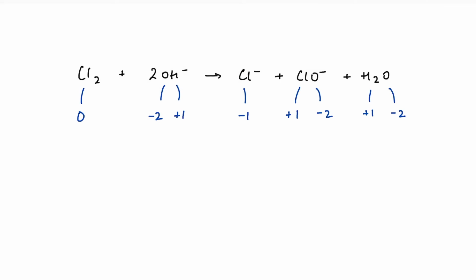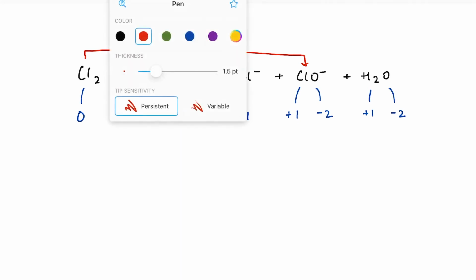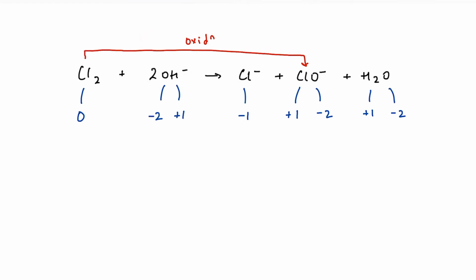So oxidation is an increase in oxidation state. So chlorine here has gone from being an element at 0 to +1 in the chlorate ion. So we have oxidation. In this particular example, chlorine has also been reduced because the chlorine molecule ends up as 2 ions in 2 different compounds, and we've got a decrease in oxidation state there, so chlorine has also been reduced.